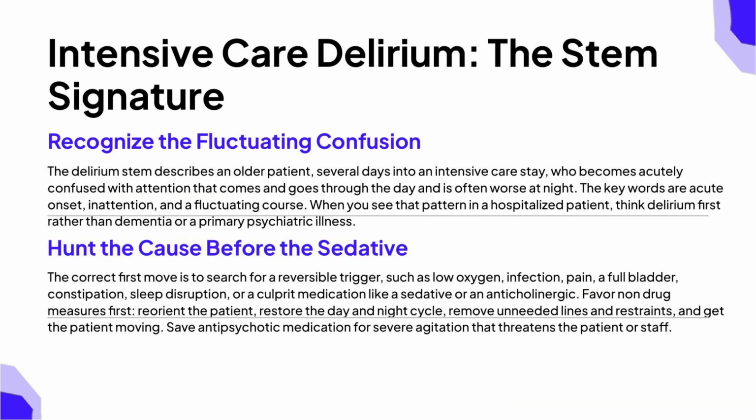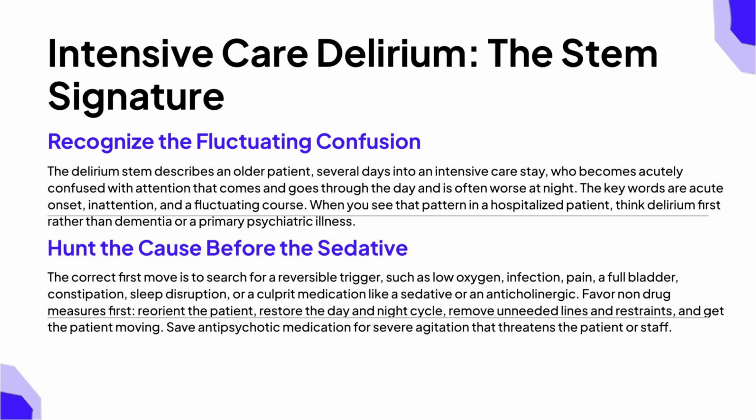Now let us turn to intensive care delirium, which is one of the most tested and most misunderstood topics. First, recognize the signature. The delirium stem describes an older patient, several days into the stay, who becomes acutely confused with attention that comes and goes through the day and is often worse at night. The key words are acute onset, inattention, and a fluctuating course. That pattern means delirium, not dementia, and not a primary psychiatric illness.